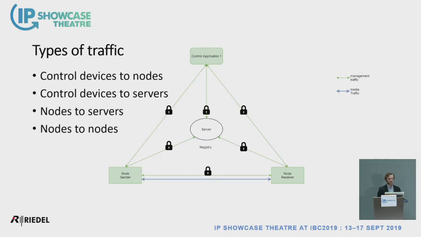So the types of traffic I'm talking about is control devices to nodes. This could be a broadcast control system that connects to end devices for IS-05 connection management. Control devices to servers like the IS-04 registry. Nodes to servers, so an IS-04 based device would register all its resources secured. And nodes to nodes, there's also traffic going on. We also want to secure that.